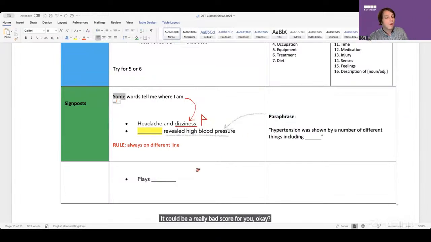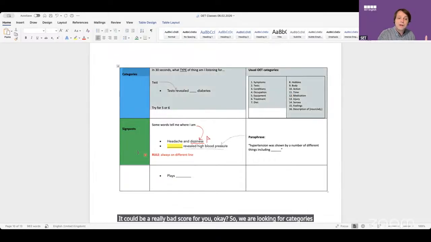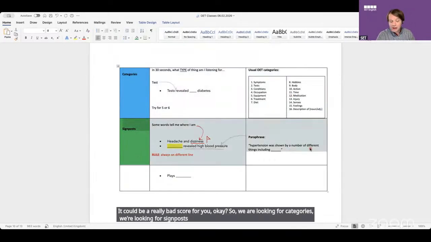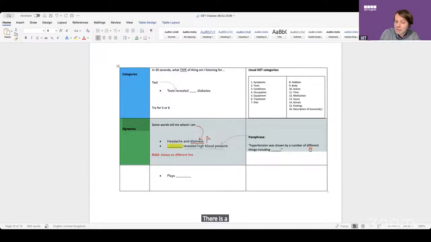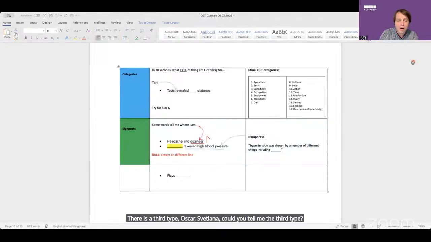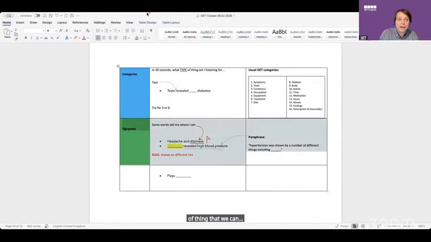Okay, so we are looking for categories. We're looking for signposts as well. There is a third type. Could you tell me the third type of thing that we can look at?